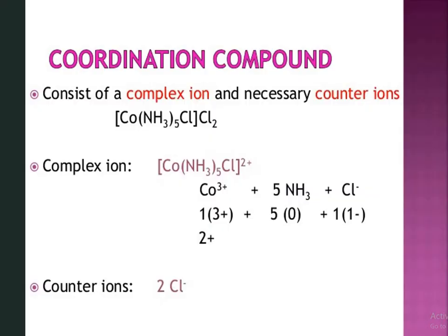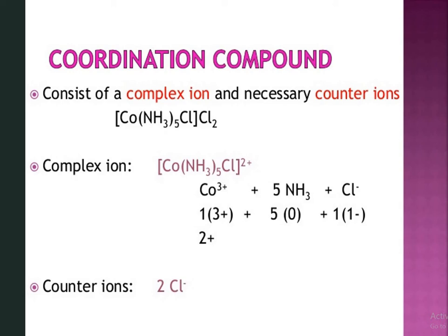So, when we are talking about a coordination compound, we know that it consists of a complex ion and necessary counter ions. For example, you can see the structure: cobalt bonded with 5 ammonia and 1 chlorine inside the square box, and 2 chloride ions as counter ions outside it. The overall charge has to be balanced. If we remove the 2 counter ions, the chloride ions, then the charge 2 plus would appear on the square bracket.